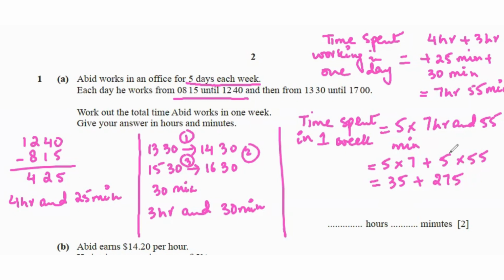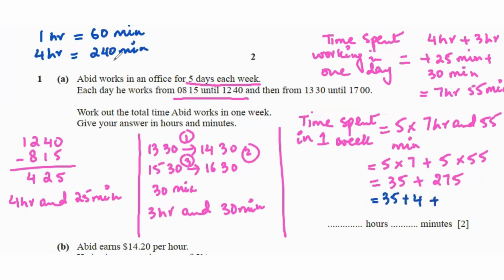So obviously our minutes cannot be greater than 60. So for that, we need to remember that 1 hour has 60 minutes. 4 hours have 240 minutes. So if we subtract 240 from this, that means we're going to add 4 hours to 35, and 275 minus 240 is going to be 35 minutes. So in total, we're going to have 39 hours and 35 minutes.